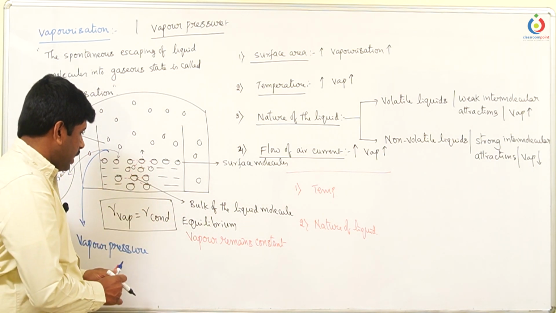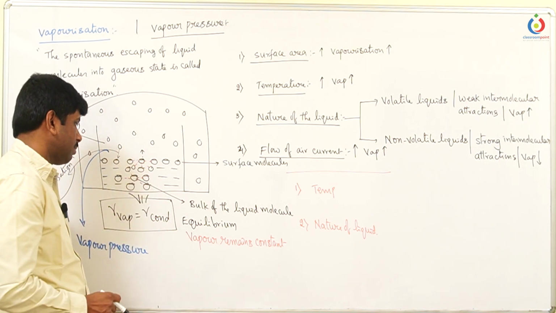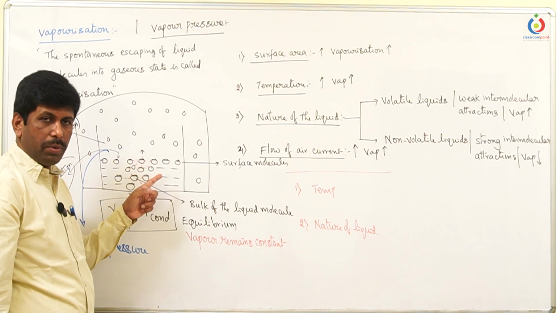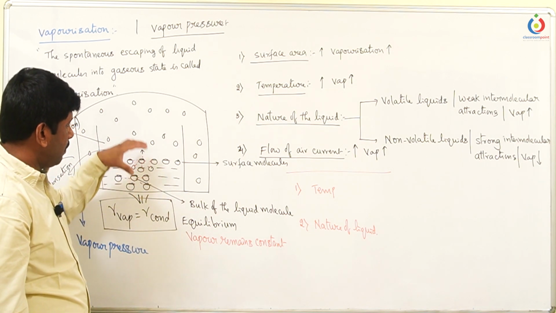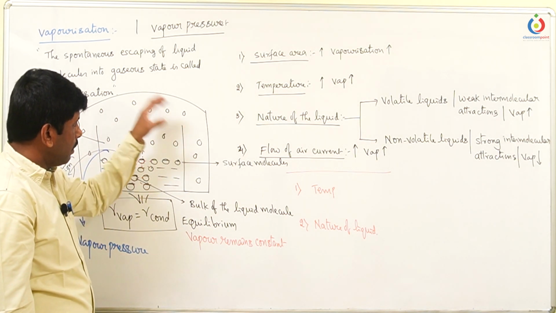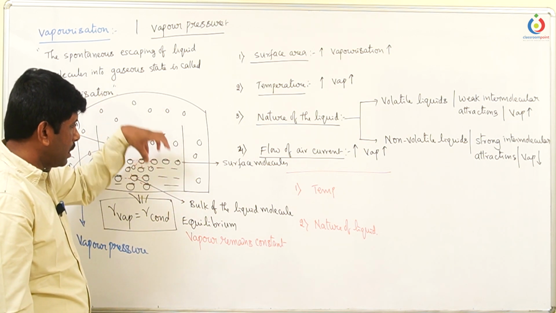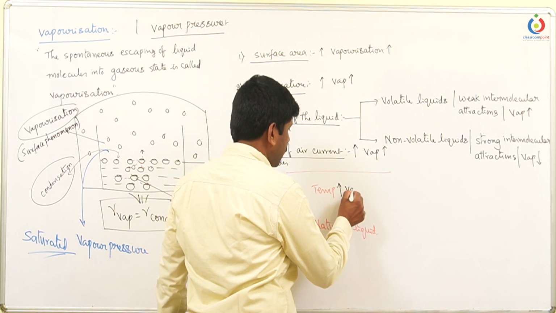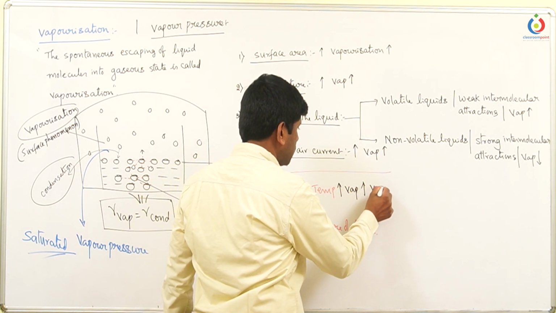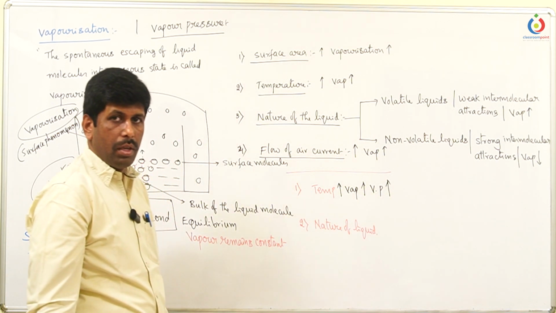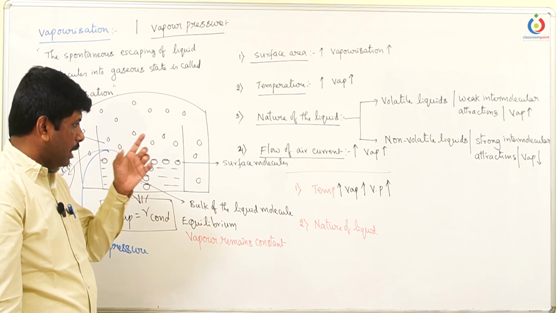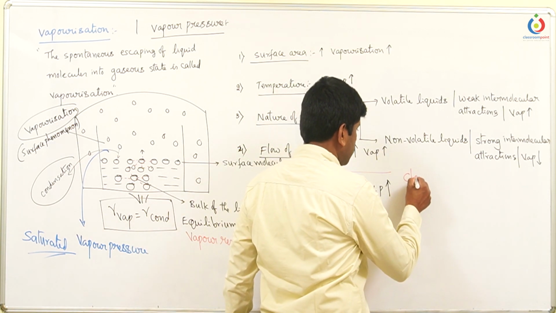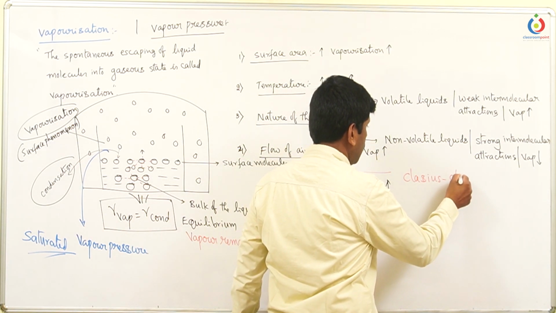As we discussed, when temperature increases, when you heat it, the temperature helps in breaking these intermolecular attraction forces. Molecules become free. Evaporation also becomes very easy. More vapor will be formed, which can exert more pressure on its own liquid surface. So by increasing the temperature, vaporization increases and vapor pressure also increases. Now, there is a relation between the temperature and the vapor pressure that was given by Clausius and Clapeyron.